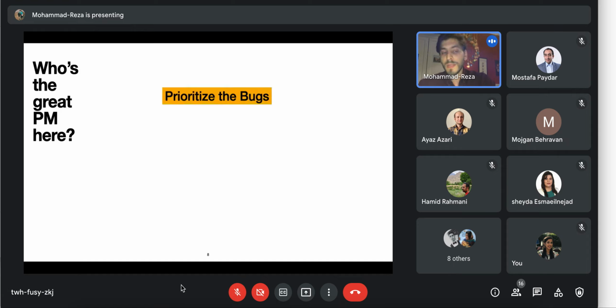The great PM is the one who prioritizes the bugs. Which one is the most important? Categorize the bugs: which one hurts users, which one hurts the company, the brand, or the revenue of the company, which one impacts your metrics, and at what scale, whether the bug impacts just one user or many users are affected by this bug.